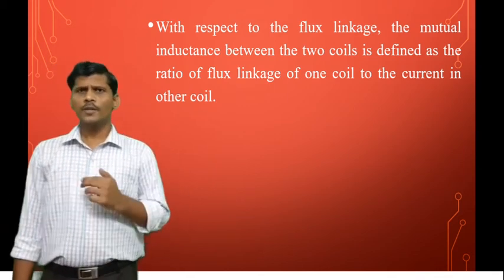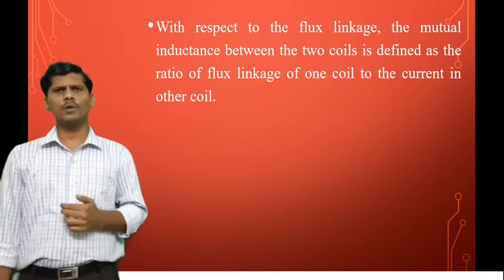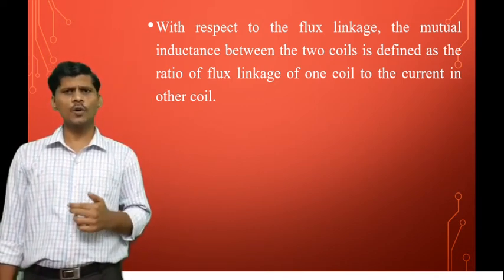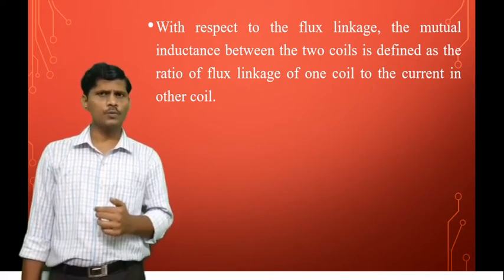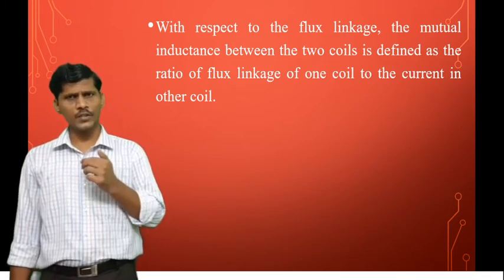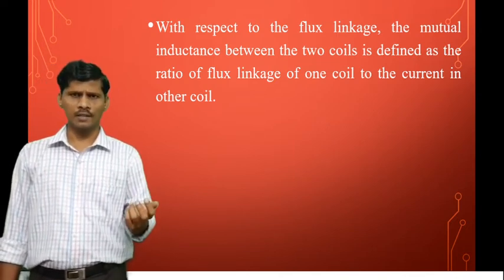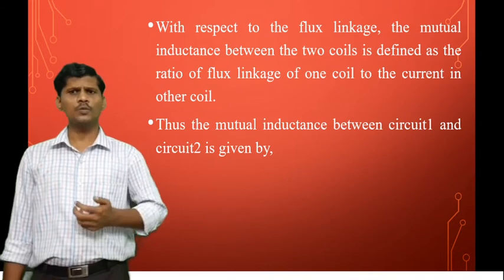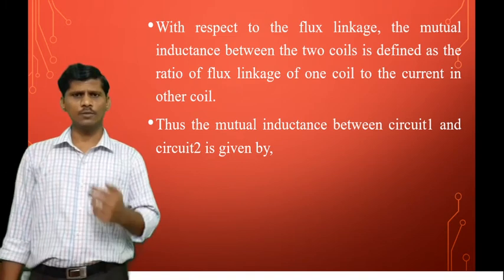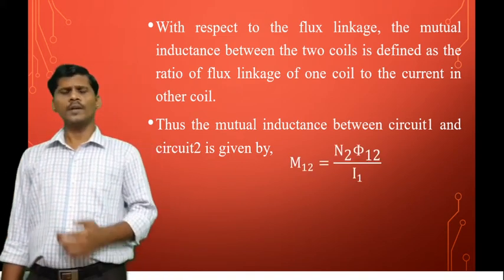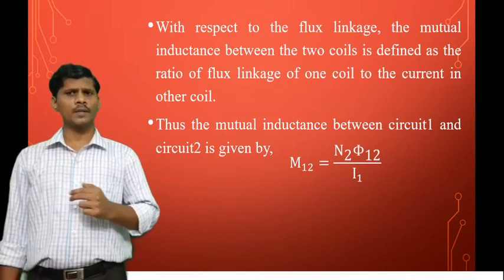Now coming to the definition of mutual inductance. What is the mutual inductance? The mutual inductance between two coils is defined as the ratio of flux linkage of one coil to the current in the other coil. So the mutual inductance between coil 1 and coil 2 is given by M12 is equal to N2 pi 12 by I1.